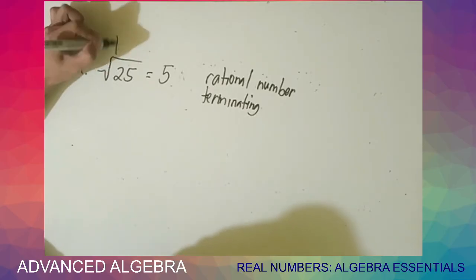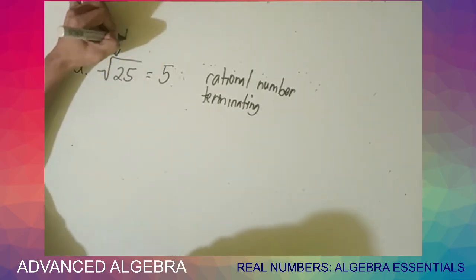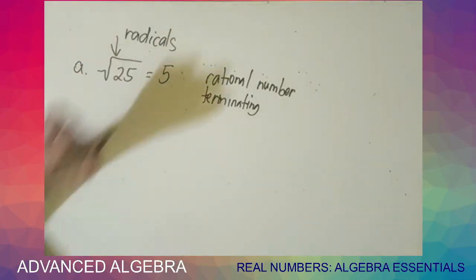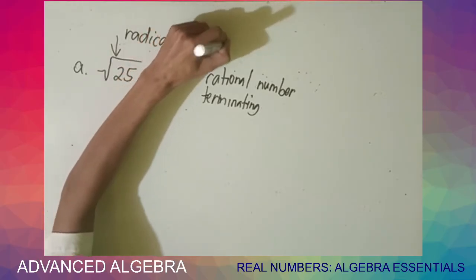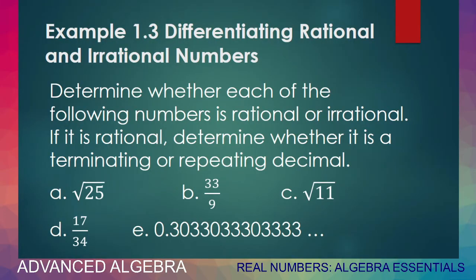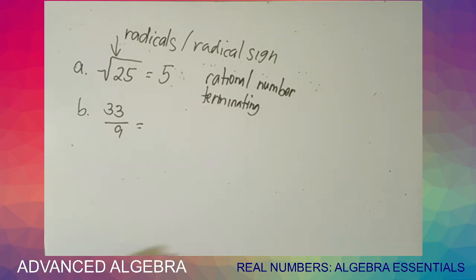Okay. Ulitin natin. Yung ating nakalagay ditong symbol, ang tawag sa kanya ay radical. Pag madami, radicals, or radical sign. Pare-parehas lang yan. Pag madami lang, radical signs. Radicals pala. Okay? So, next, letter B. 33 over 9. Divide natin. Okay, 33 divided by 9. Ang sagot.